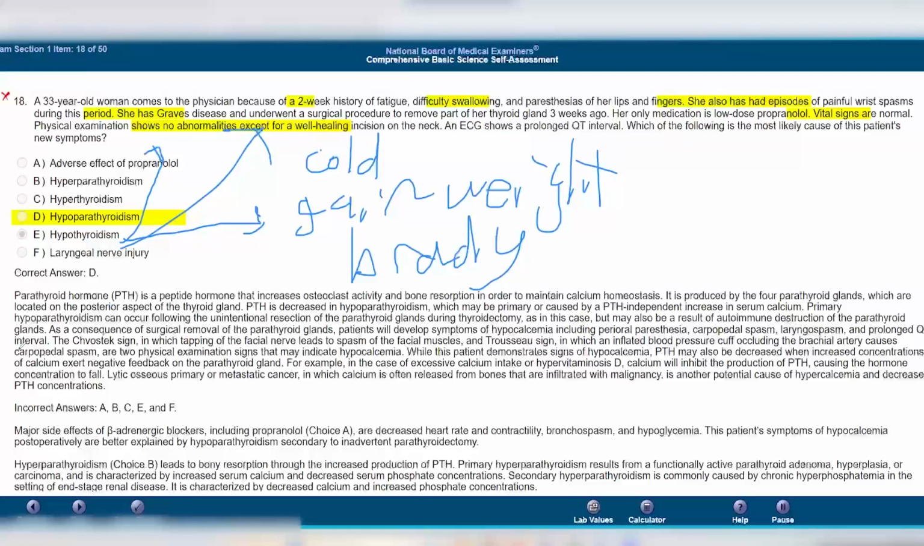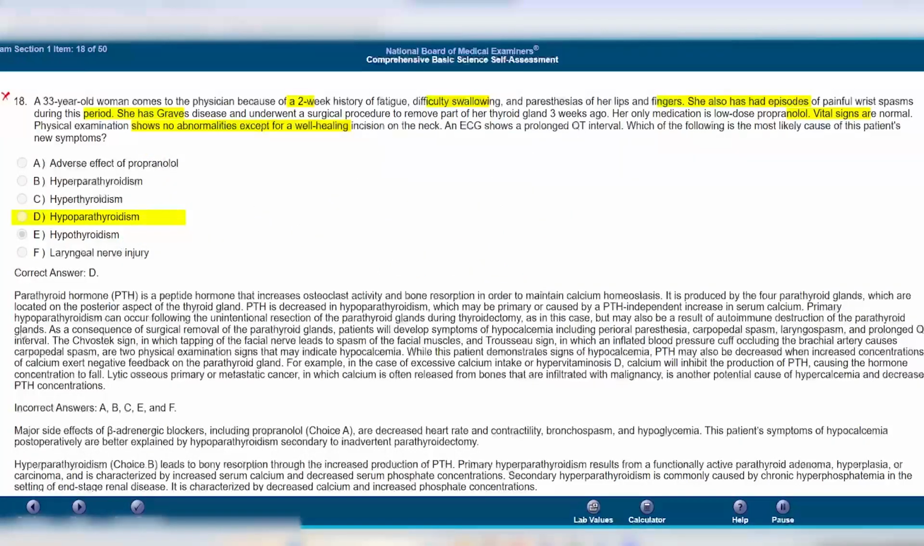Right. Okay. Questions about that? No, I think I'm making the same error in terms of looking at the answer choices without thinking through the diagnosis.